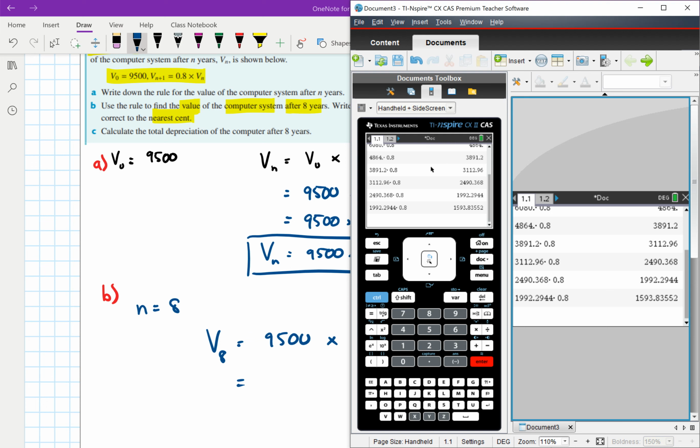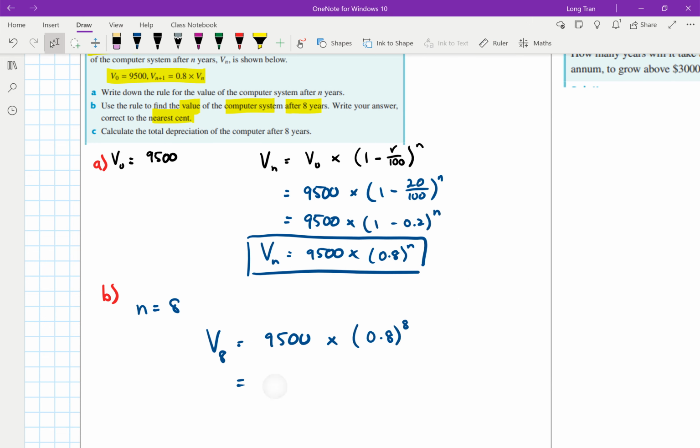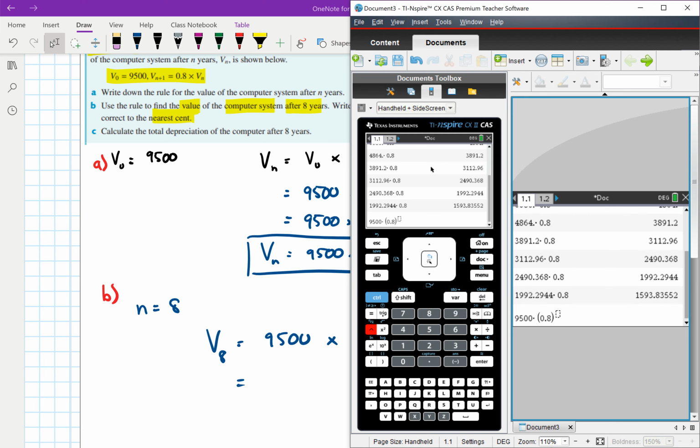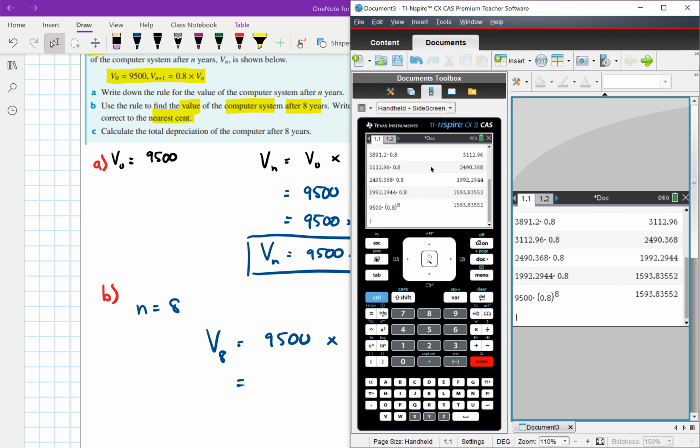But that was a while to do. If I told you to do 88 times, you don't want to be sitting there pressing 88 entries. So there must be a faster way. And what we just calculated here should be faster. So let's see if the answer comes out to be the same. If I did 9,500 times 0.8 to the power of 8, see how they both come out the exact same?